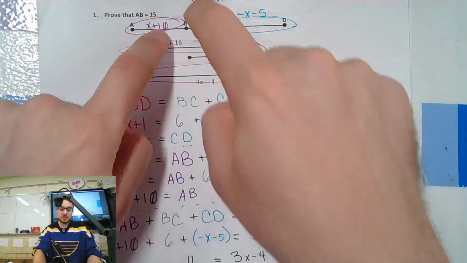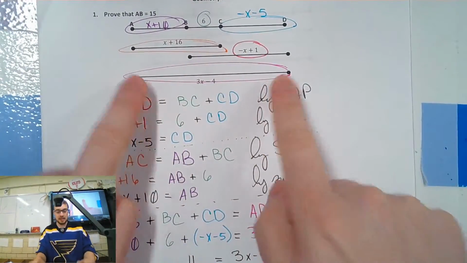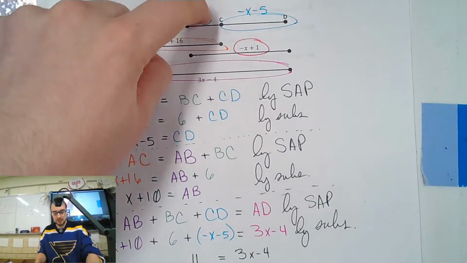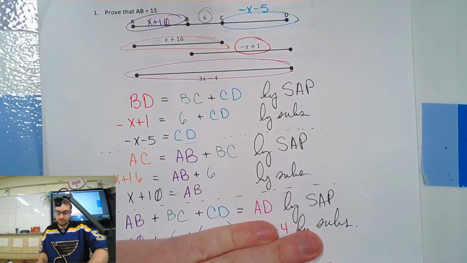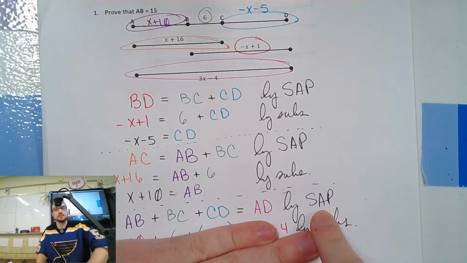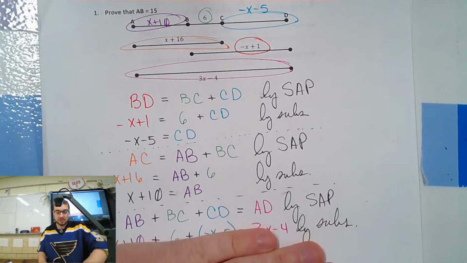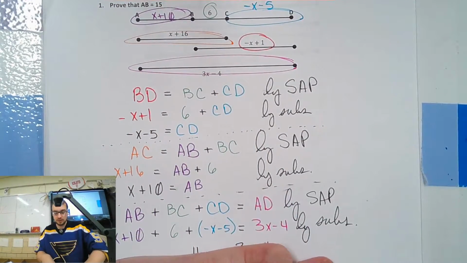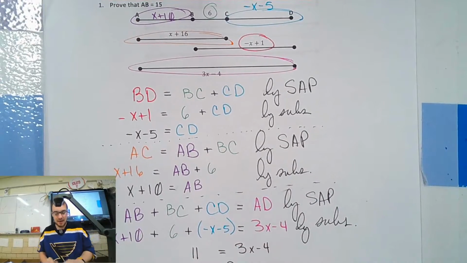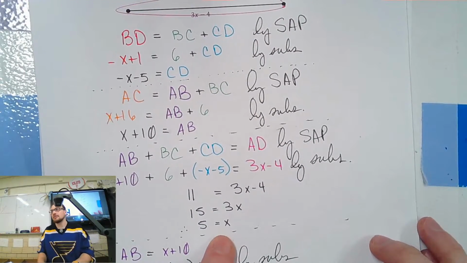Then I'm going to say these 3 segments put together should get me the whole segment. So purple plus green plus blue is going to get me the whole segment. And I wrote that. That's by SAP, segment addition postulate. Then I substitute their values. X plus 10, 6, and negative x minus 5 equals 3x minus 4. Then I do math, and I find that x is 5.